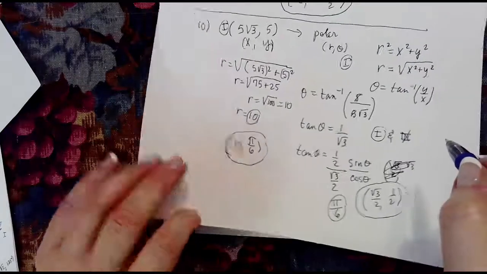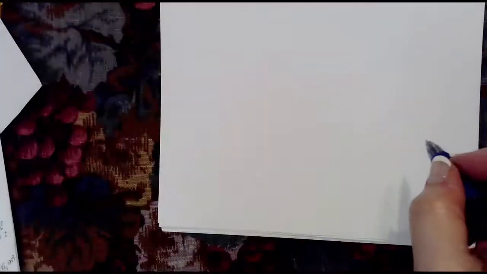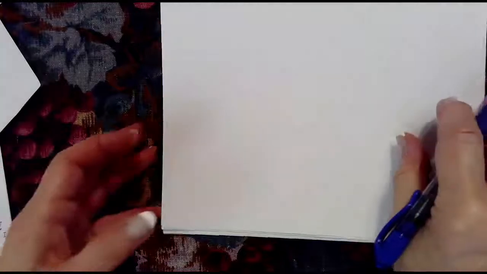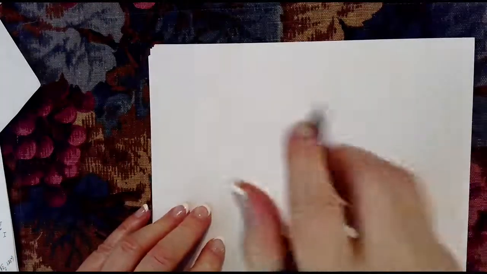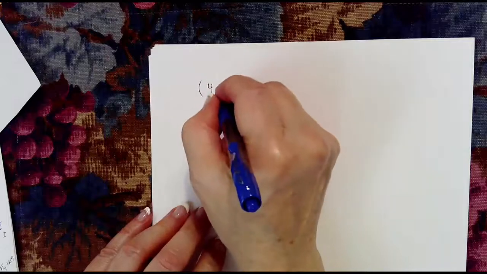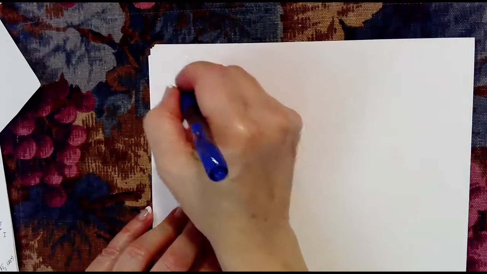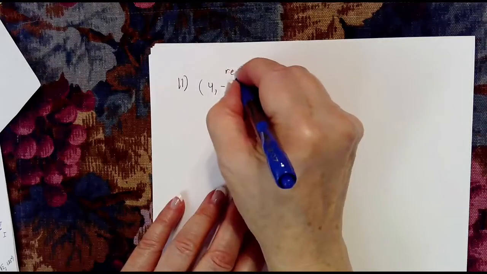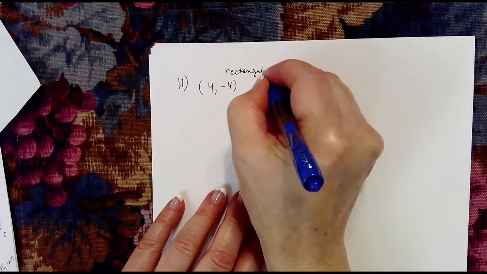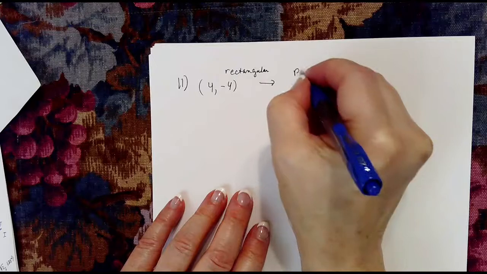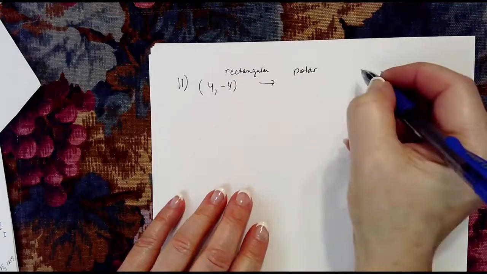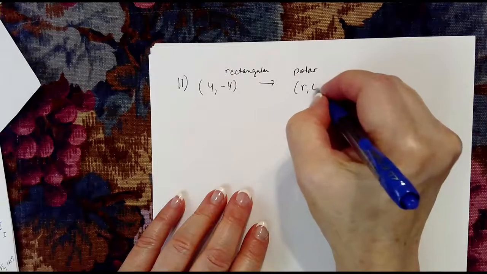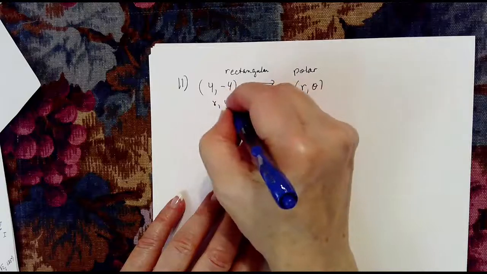All right, we're going to go ahead and do number 11, because number 11 is the same kind of problem, but we're still going to try it so that you can see how to do it. Number 11 gives us the ordered pair 4 comma negative 4. So again, this is rectangular, and we're converting that to polar. We're trying to get an r comma theta that goes with this x comma y.